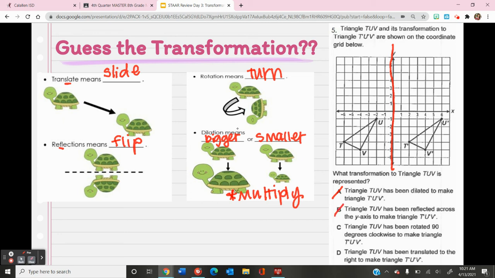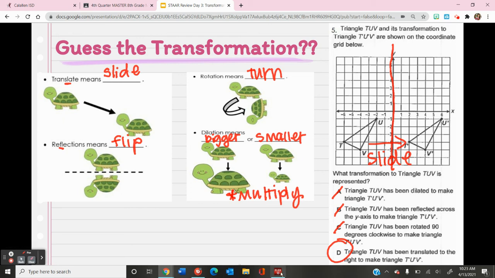And then for C, it says triangle T'U'V' has been rotated 90 degrees clockwise. So if it were a rotation, that would mean it would be turned. All of my points would not be facing the same direction. So it is also not a rotation, but it is a translation. I'm just sliding my image over. So D is my answer.